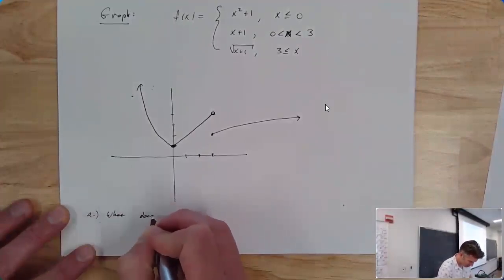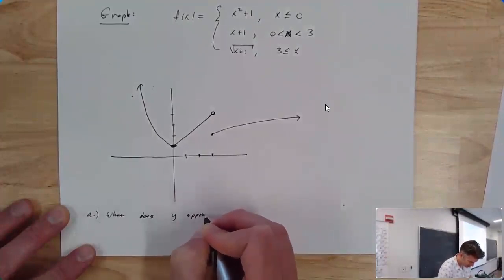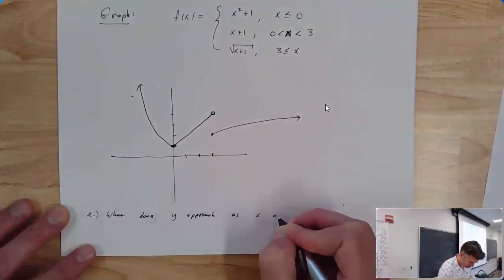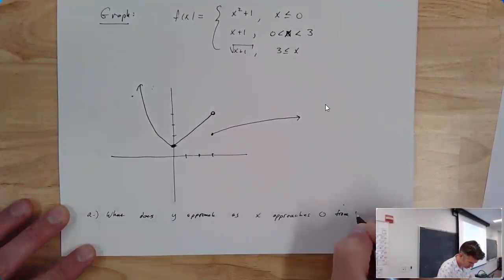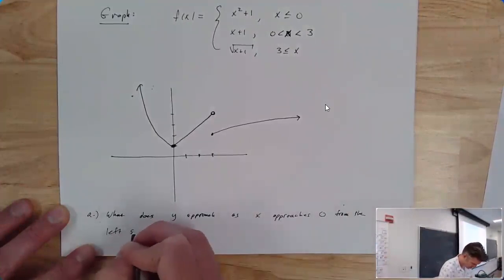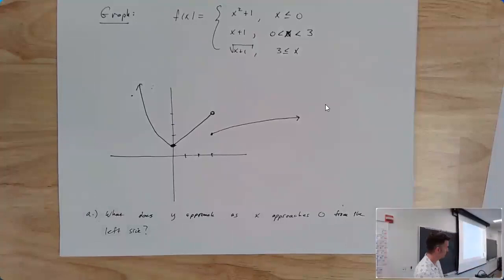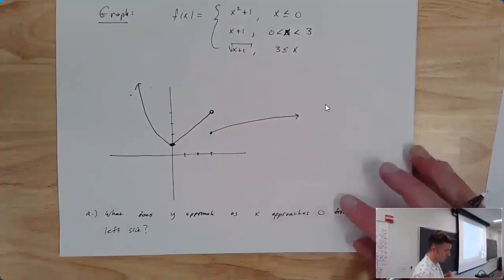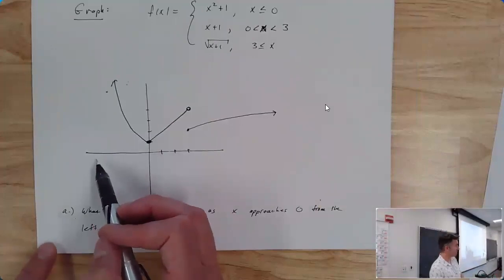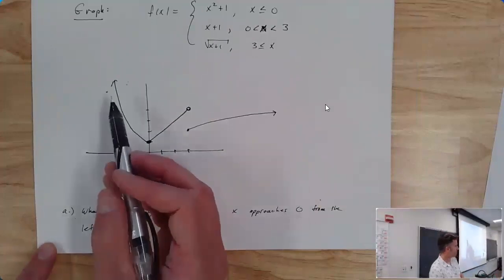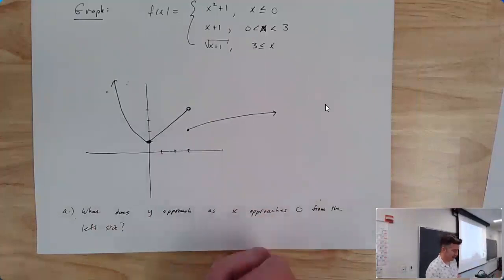What does y approach as x approaches 0 from the left-hand side? So we're approaching 0 from the left. I like to think about we're coming at x equal to 0 from this side, and we're asking what value is y equal to? 1.